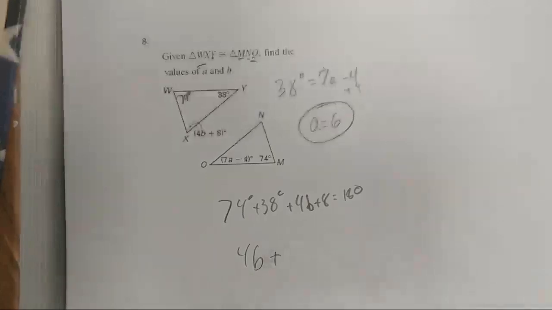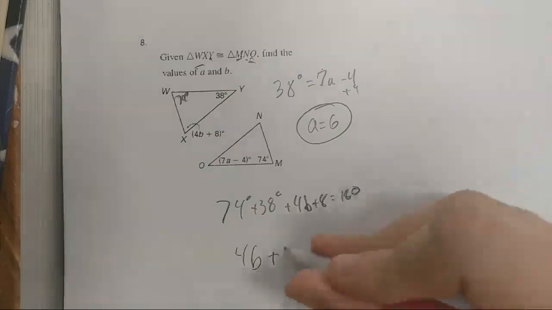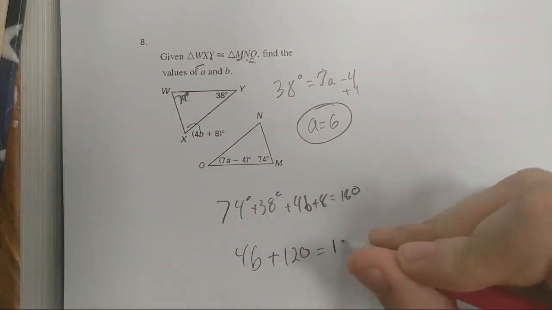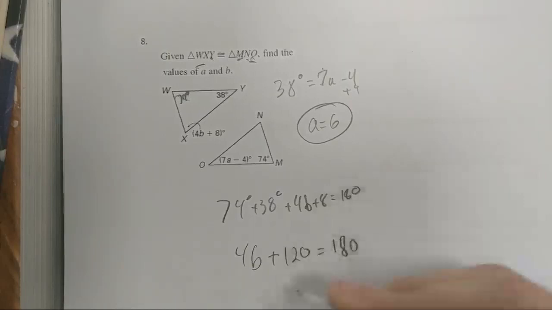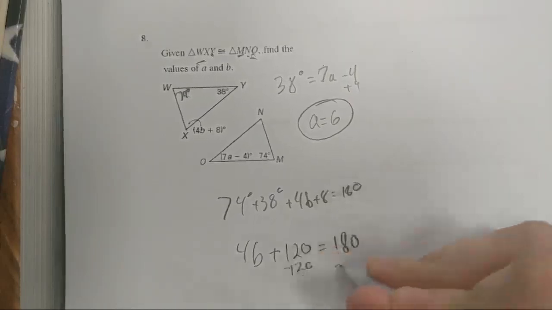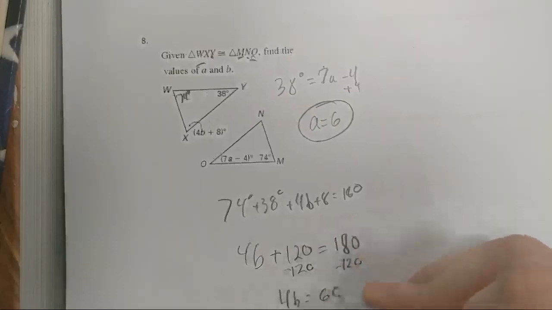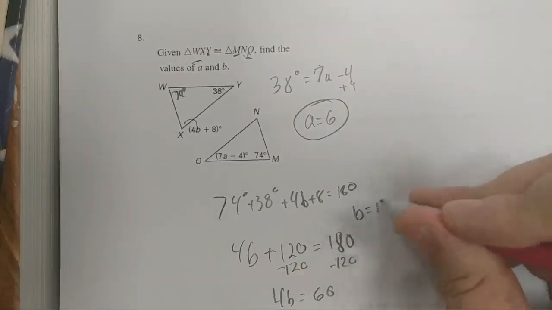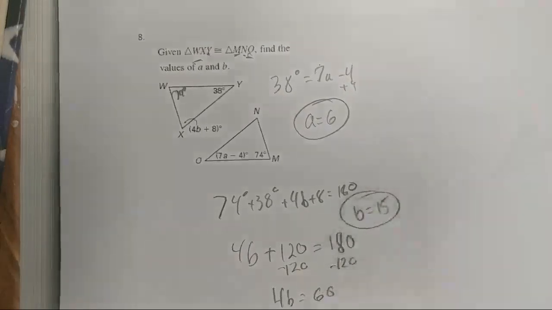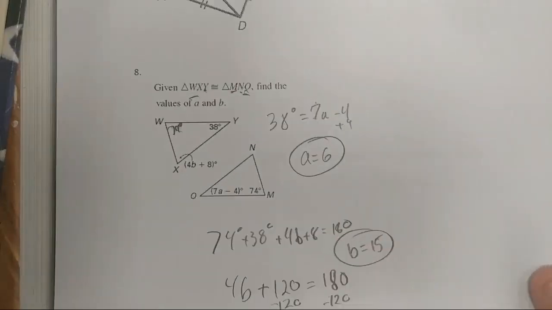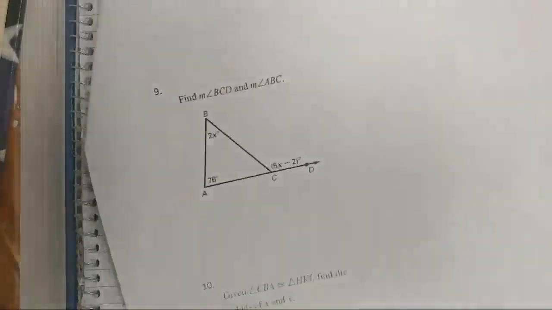I'm a little tired, so I'm just going to type it in the calculator. I don't want to make a mistake. 74 plus 38 plus 8 equals 120. Man, I make these numbers too clean. Minus 120, minus 120. 4b equals 60, so b equals 15. Okay, that's pretty simple.